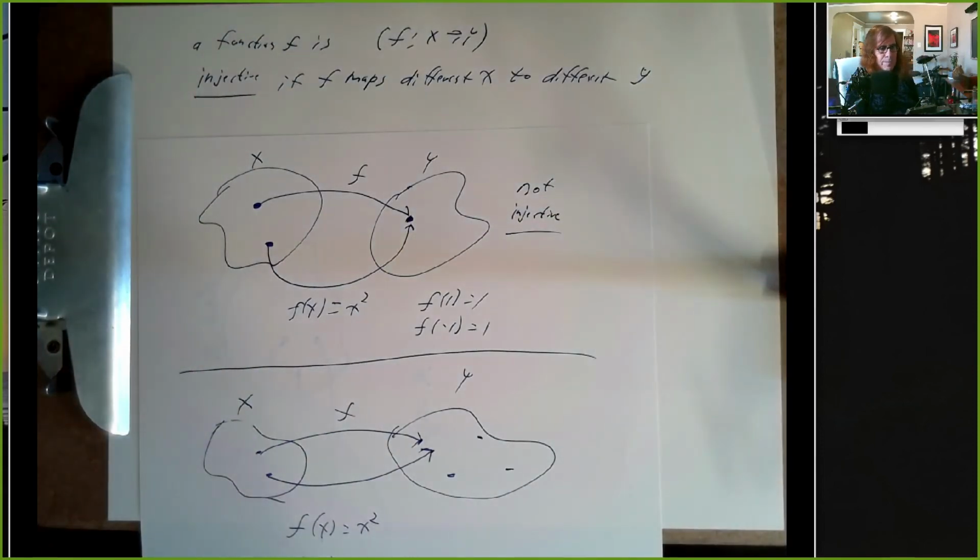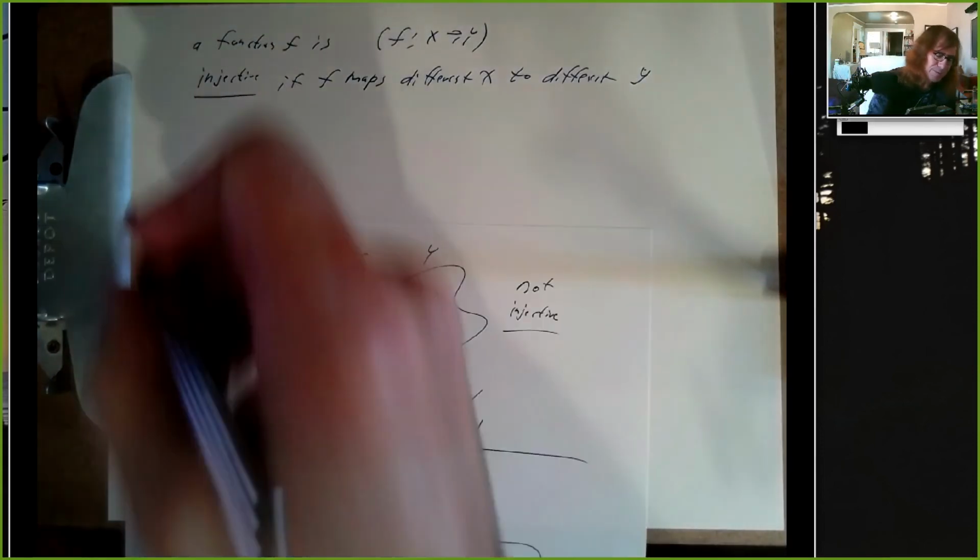Is this the same as one-to-one functions? It's exactly the same as one-to-one.